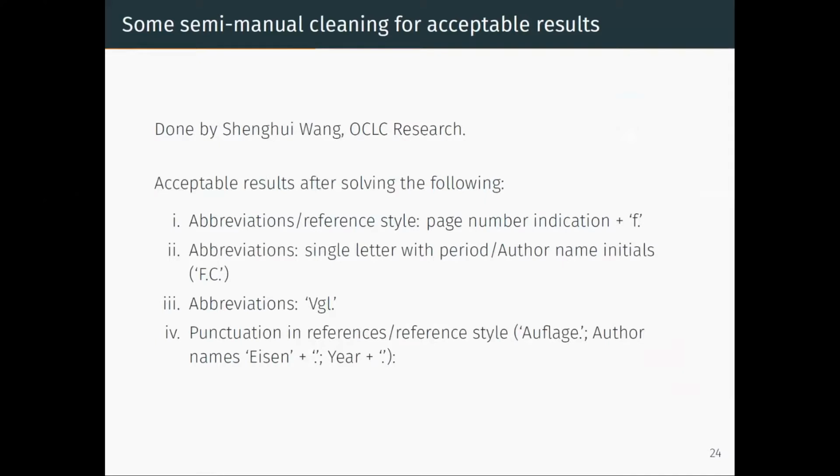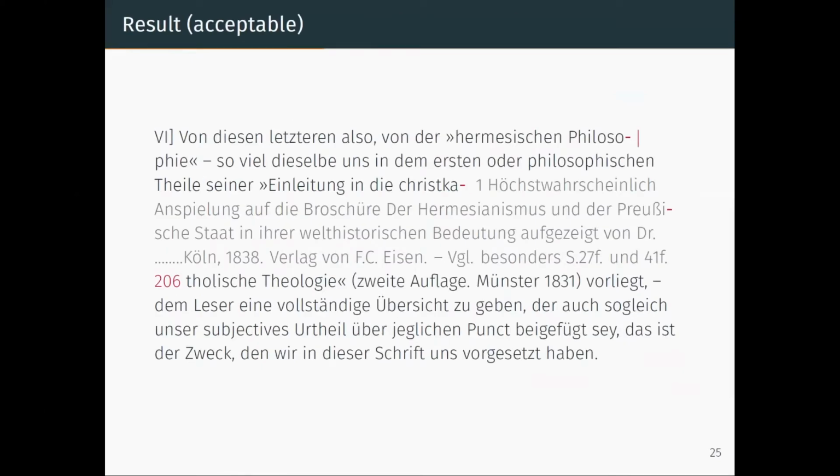Then, luckily, Shenghui helped us and did some semi-manual cleaning to get the results more acceptable. For example, she removed the dots after the page number indication. If there was a single letter in an author name, like this one, she removed the dots, and also in the abbreviations. What we obtained then was already much better. So at least we have one sentence here. But of course, we still have the footnote in the middle, and we still have a page number. But at least, this is something that we could, in theory, work with.